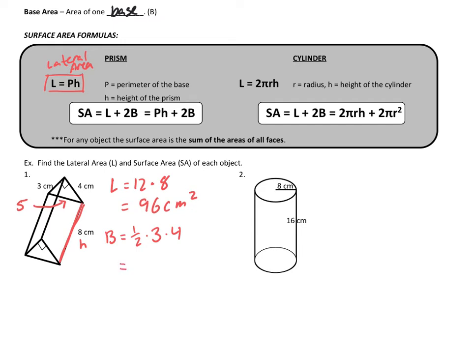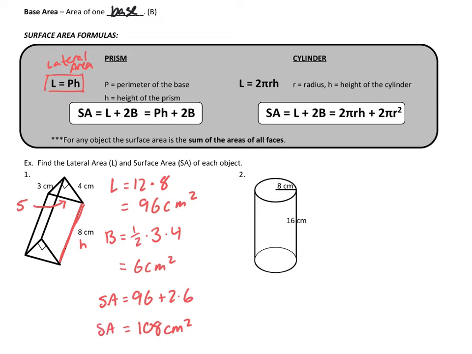So we do find that our base area is 6 centimeters squared, and now we have all the information we need to find our surface area. So the surface area is the lateral area, 96, plus 2 times our base area, which gives us a total surface area of 108 centimeters squared.